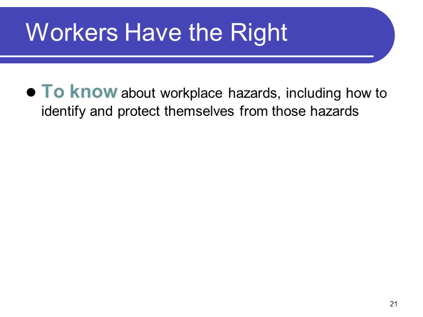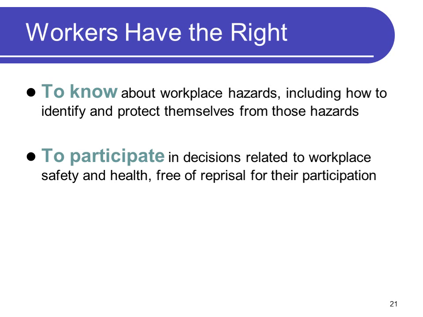There are 3 essential rights for the worker. This is another question for the exam. The right to know about the workplace hazards, including how to identify and protect themselves from those hazards; the right to participate in decisions related to workplace safety and health, free of reprisal for their participation; and the last one, the right to refuse dangerous work. Okay? 3 rights. This is very important. You need to memorize that. The first one is the right to know, the right to participate, and the right to refuse.